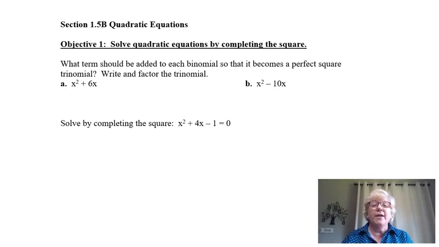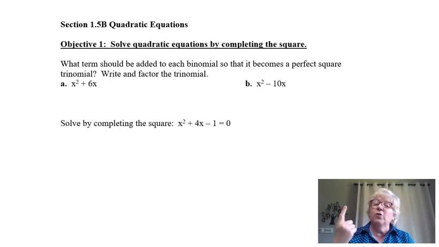Remember, a quadratic equation is any equation with degree of 2. The highest exponent is 2. And there are really 4 ways you can solve a quadratic equation. If you have a polynomial that factors, you can use the shortcut factor method.